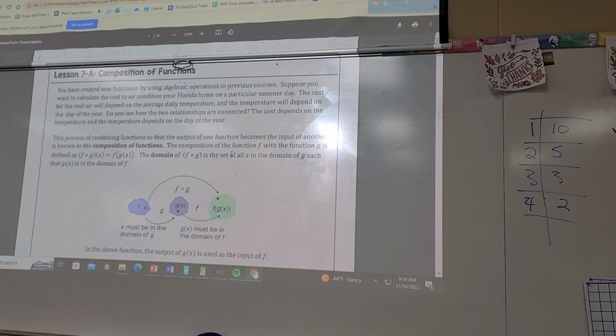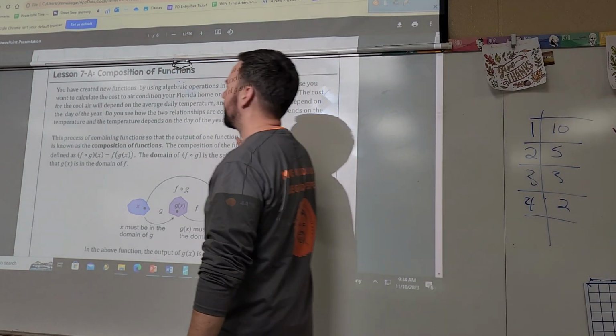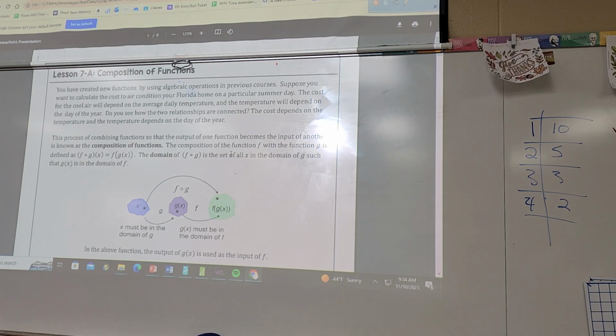Right, y'all. We are looking at 2.7, creating functions from functions. We're going to put the fun back into function, be doing some number crunching. It's going to be great.